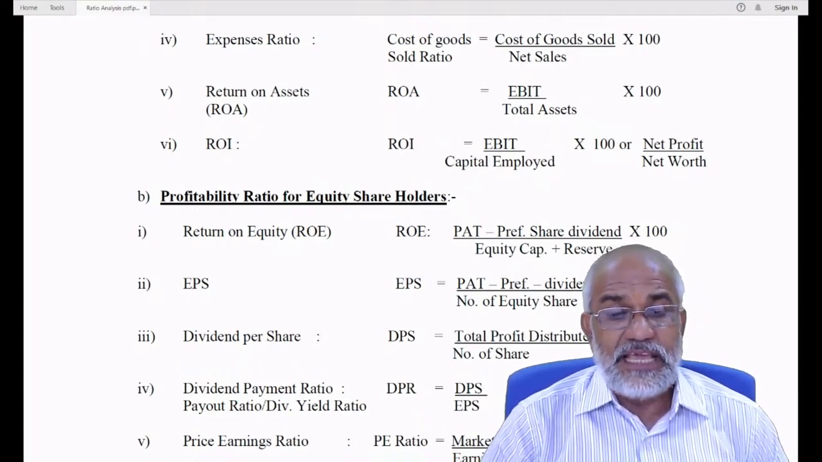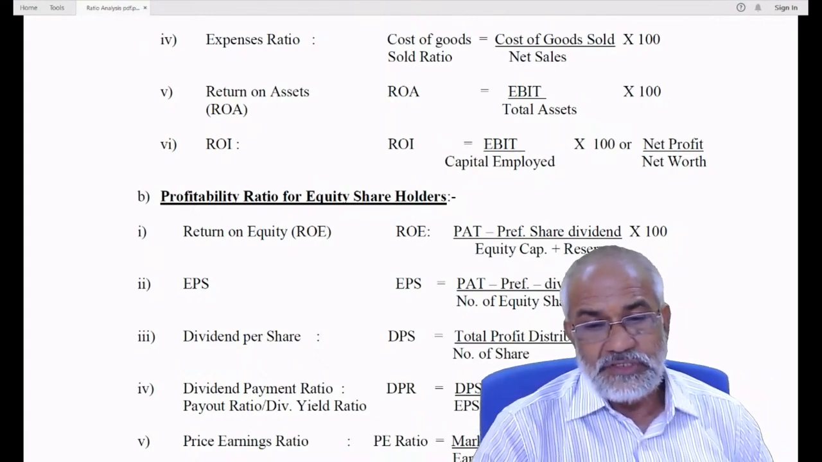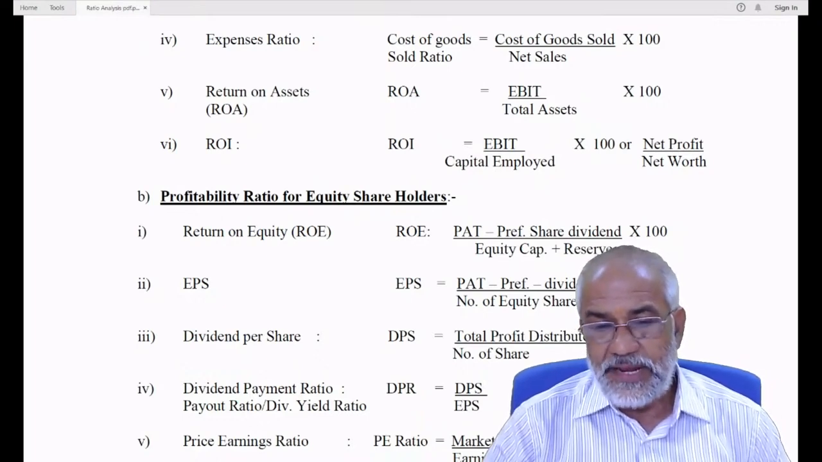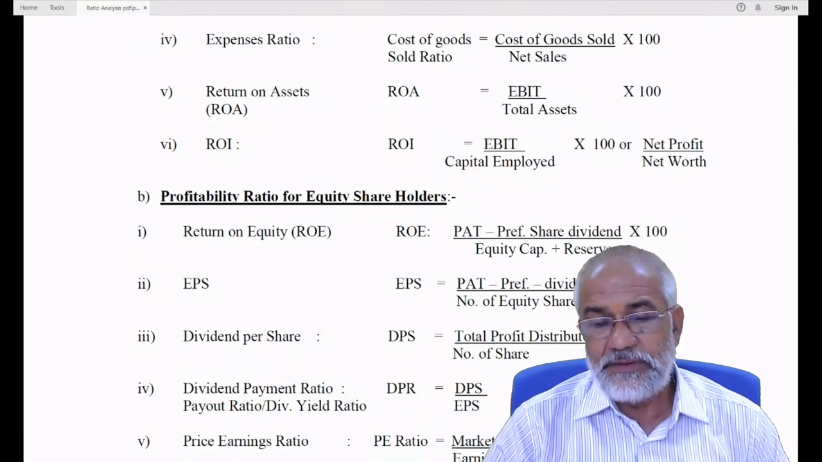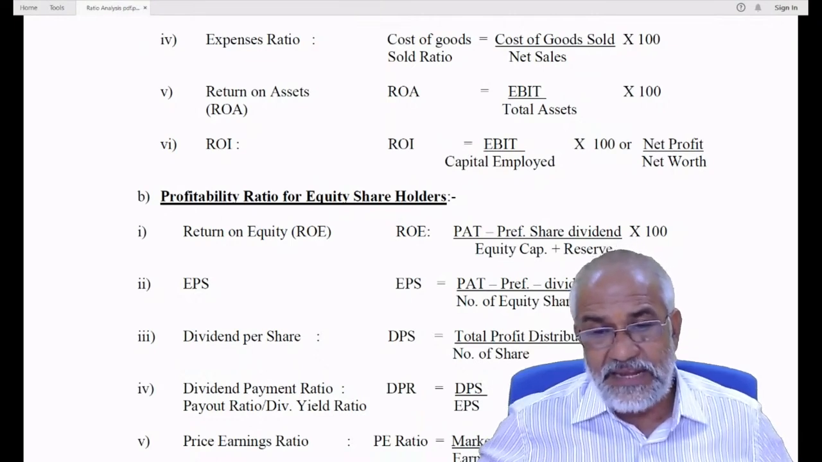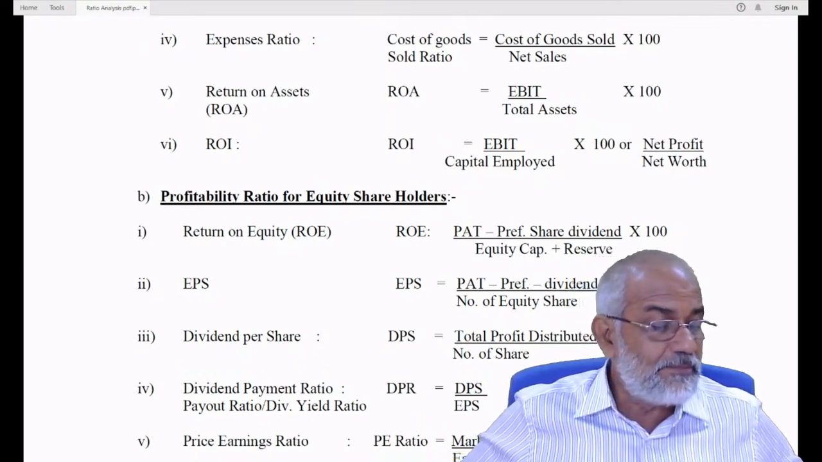After dividend per share, then the dividend payment ratio, which is otherwise called the payout ratio or the dividend yield ratio. They are one and the same. DPR, dividend payout ratio. It is DPS divided by EPS into 100. That means dividend per share divided by earning per share into 100 would be the dividend payout ratio.